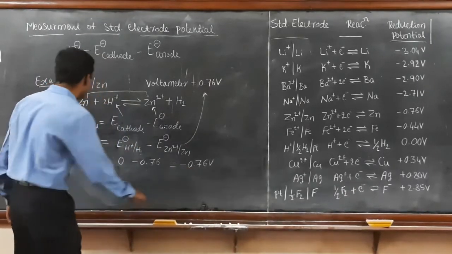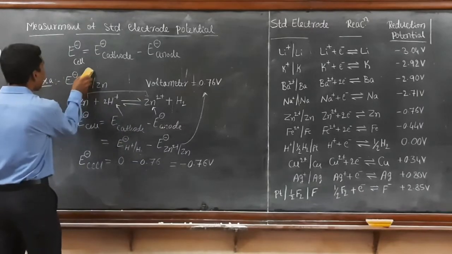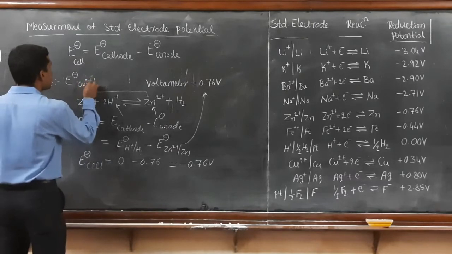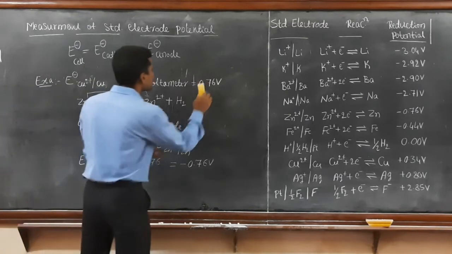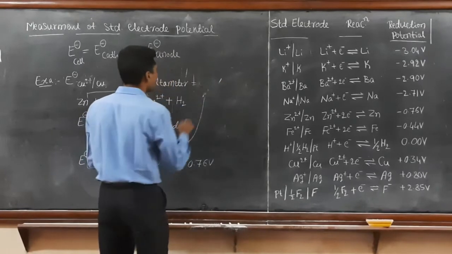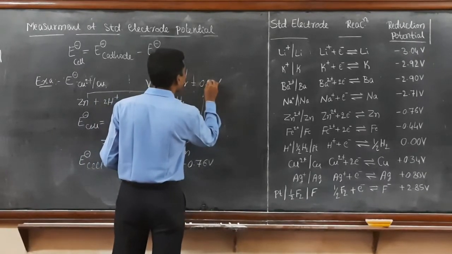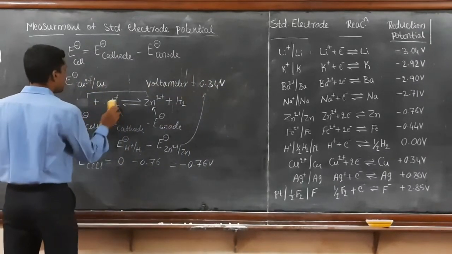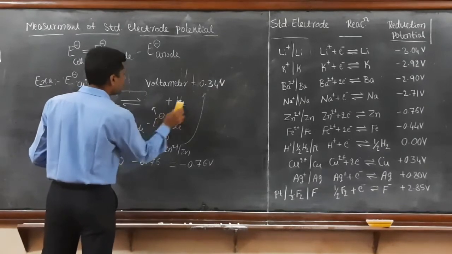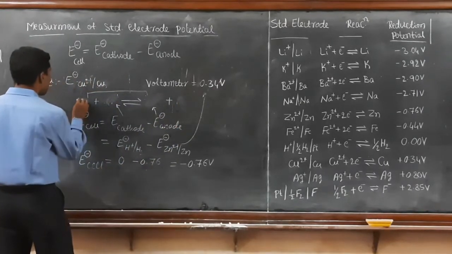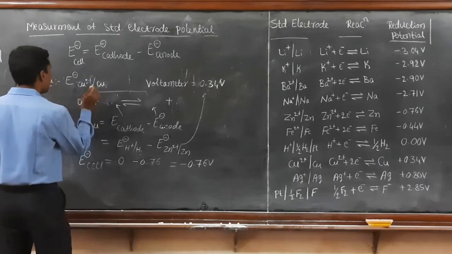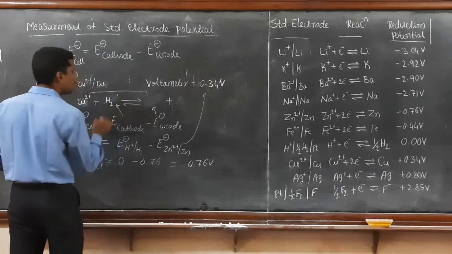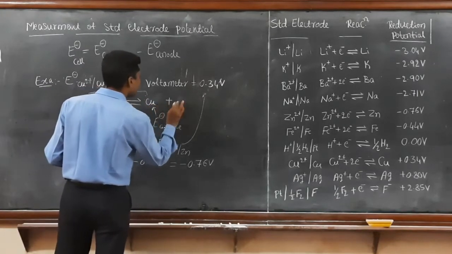Similarly you can determine it for copper also. Here copper 2 plus becomes copper, and the voltmeter shows 0.34 volt. The same thing applies in this case: copper 2 plus and H2 become copper and 2H plus.